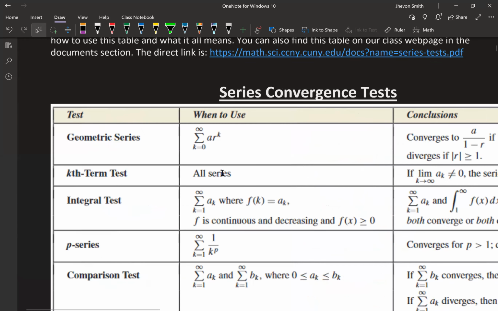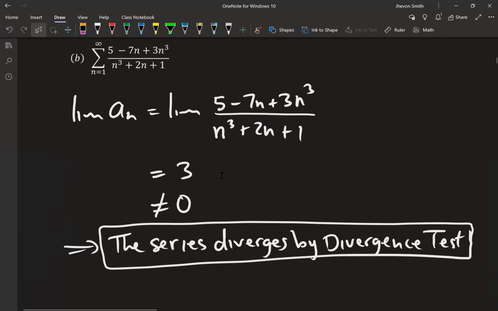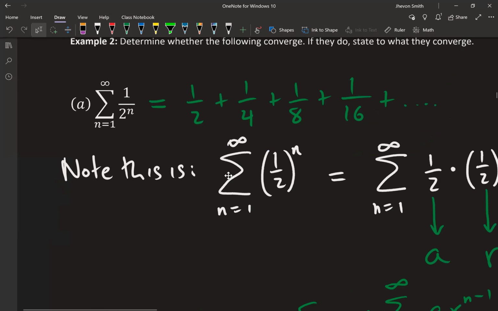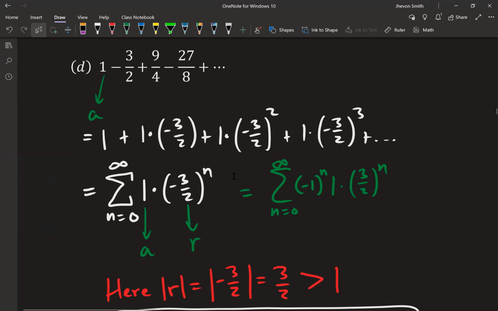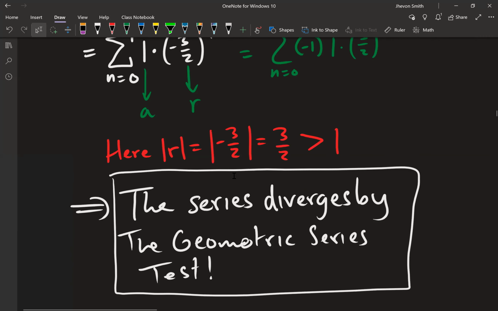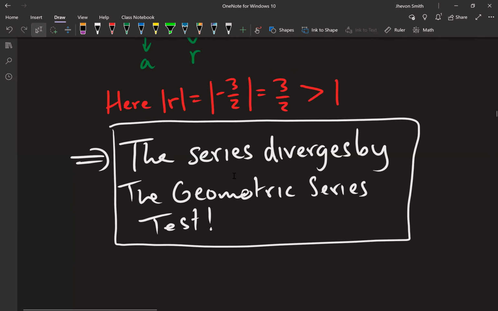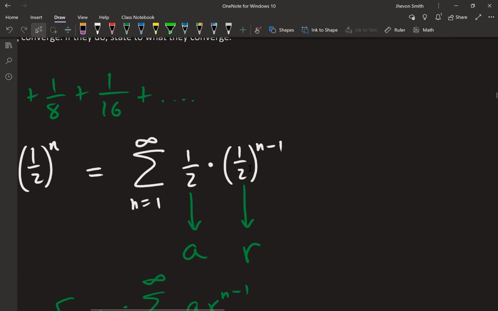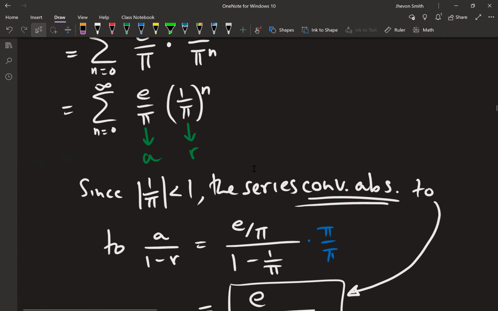So yeah, plot twist. All of them were converging except this last one. I knew you guys would get too comfortable with the convergence, but a geometric series can diverge. It will diverge if your R is greater than 1 in absolute value. So that was an example there. Did I have another example? No, that was it for geometric series examples.